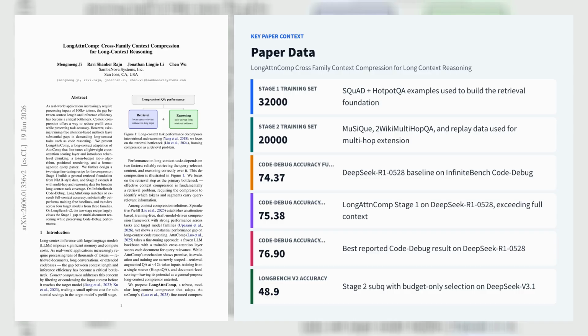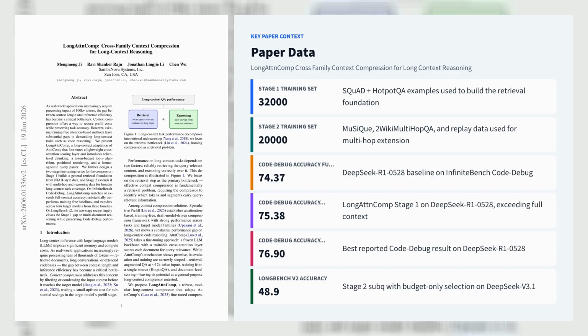Let's explore the second paper: LongAttnComp, cross-family context compression for long context reasoning. LongAttnComp, from SambaNova Systems, adapts AttnComp into a cross-family long context compressor for 100K plus token reasoning by fine-tuning only a lightweight cross-attention scorer on top of frozen Llama 3.1 8B Instruct, and operating at token chunk level instead of document level.